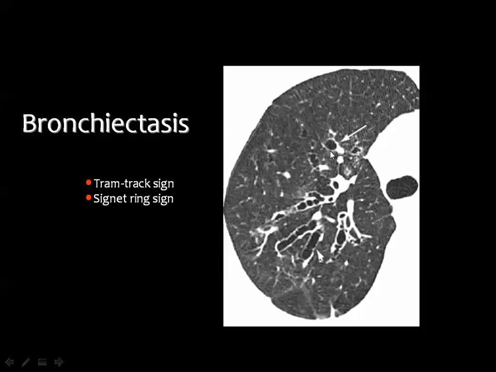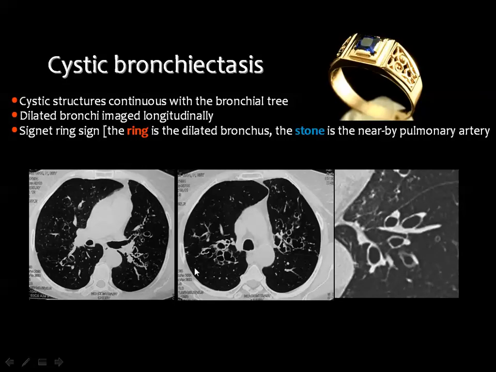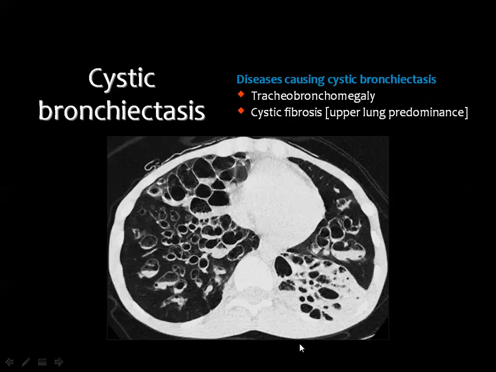The dilated bronchus is the ring, and the adjacent artery is the stone. And here you can see the classic appearance of the signet ring appearance. The bronchus is considerably dilated compared to the adjacent artery. And here also you can see the classic signet ring appearance.